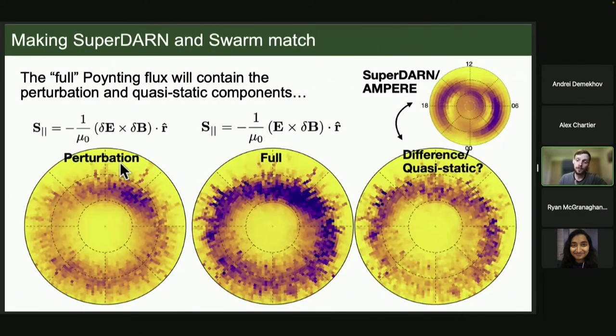However, if we think of that full electric field vector that Swarm observes as having two components, one which is caused by that Alfvénic electric field variability at very small scales, and one which is caused by the large-scale quasi-static convection, then what we can do is subtract the perturbation Poynting flux, which is calculated using delta E, from the full Poynting flux, which is calculated using the full E. And then if we've made our assumptions correctly, what we should be left with is just the quasi-static Poynting flux. And that's exactly what we've done here. So this is the perturbation Poynting flux, the full Poynting flux, and then the difference between the two.